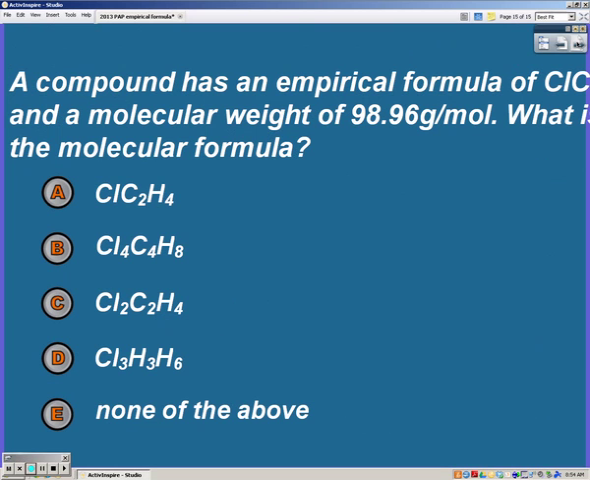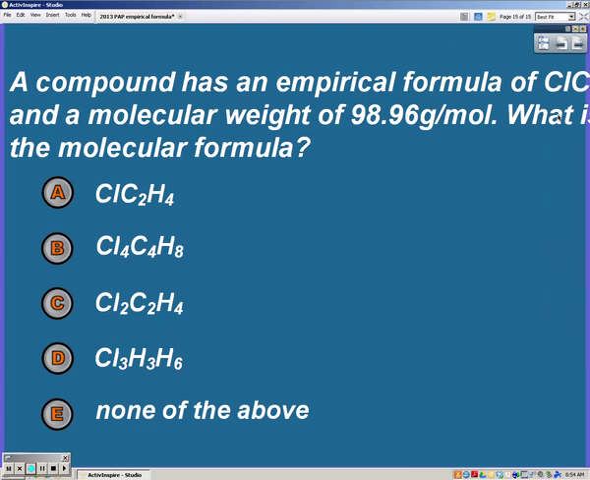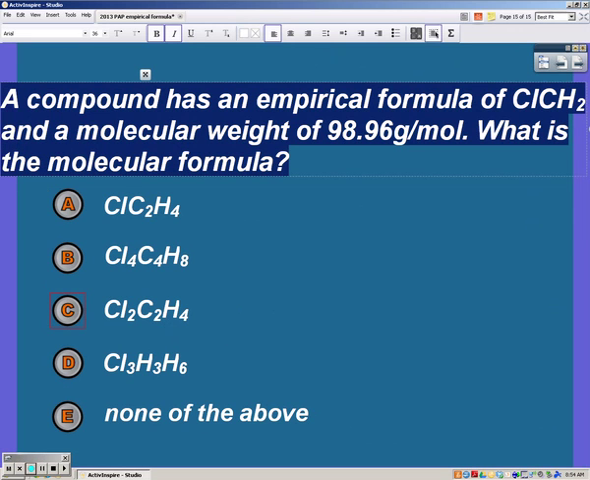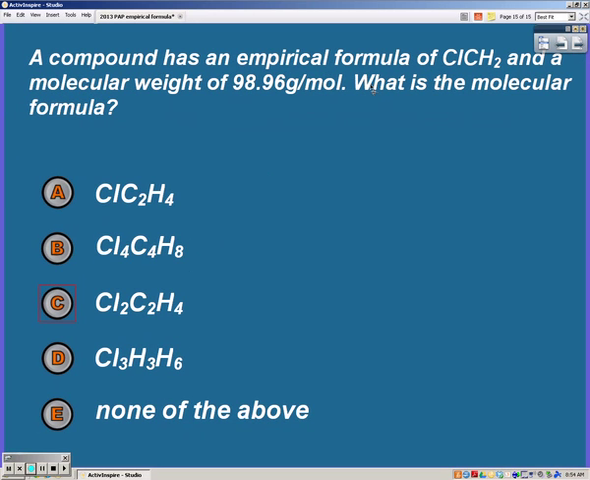Go ahead and pause the video and try this last one on your own. So this one was one of the easier ones to end with. You are given the empirical formula, so you didn't have to calculate that one. The answer is C.